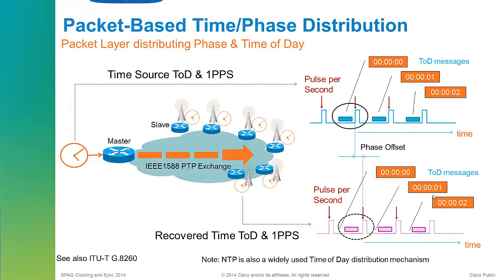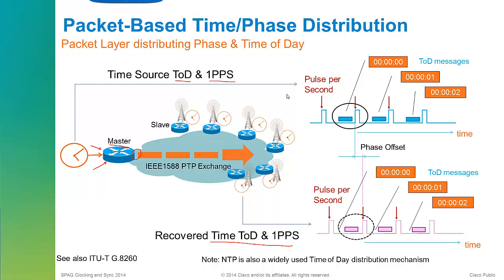So going back to the master, we have a frequency, but here we're talking about time of day, so we connect the 1 pulse per second, and the time of day input we configure with whatever format it requires, and then it does the same thing by generating packets and sending them out across the network. Then we have slaves in the network who recover the frequency, the time of day and the 1 pulse per second. So here you can see at the bottom we've recovered the time of day and the 1 pulse per second.